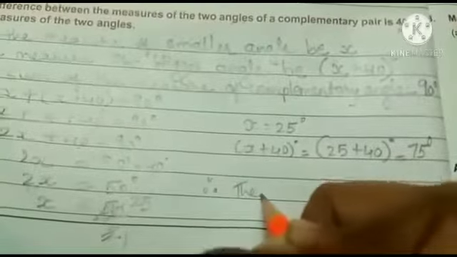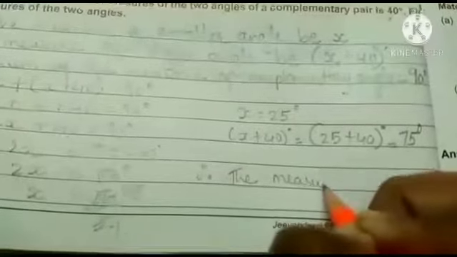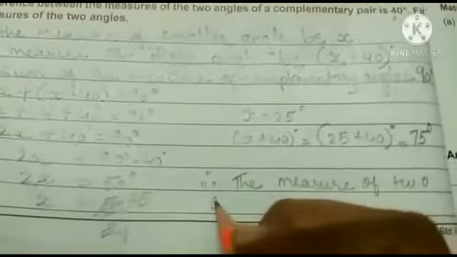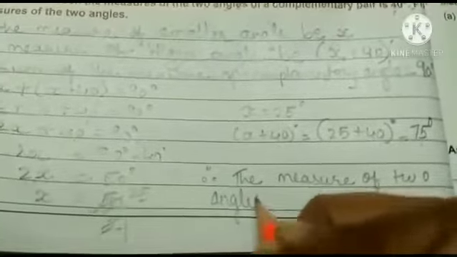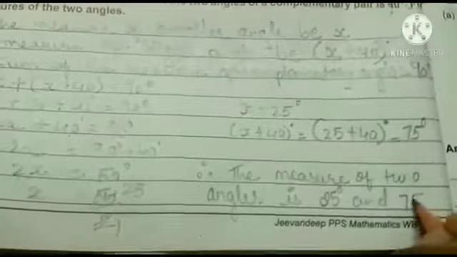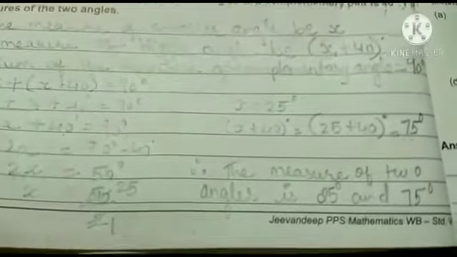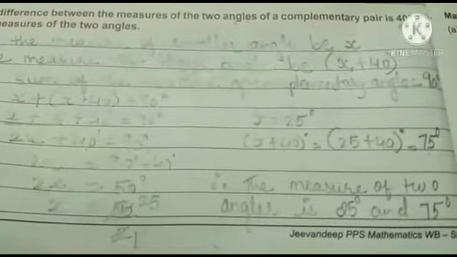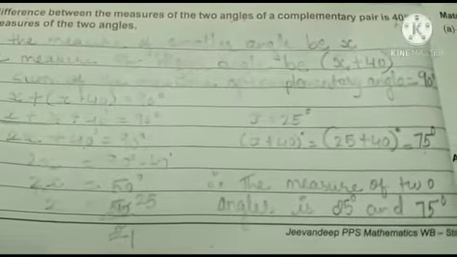So here we will write: therefore, the measure of the two angles is 25 degrees and 75 degrees. Clear? Understood how you will do this, everyone? So like this you have to solve this sum. Clear?